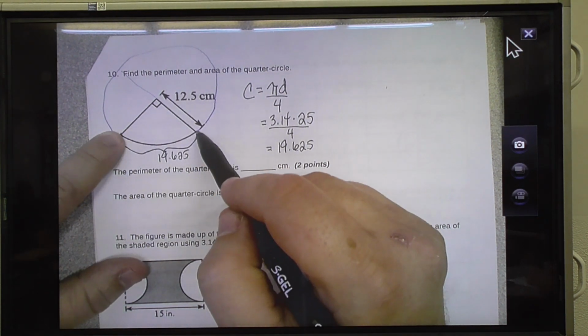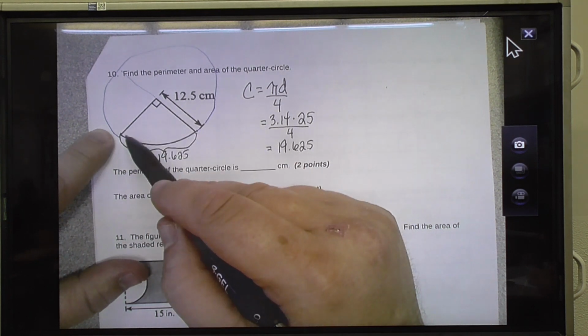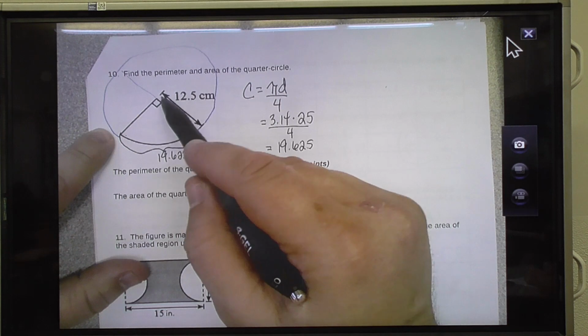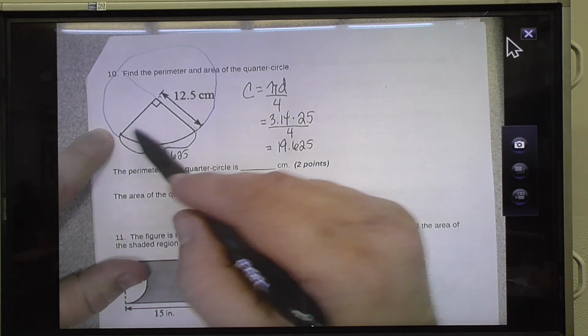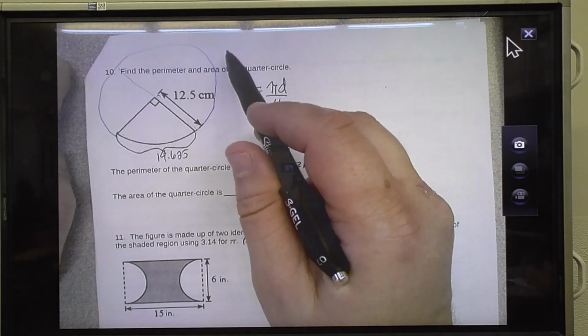We need to find out how much this is and how much this is and add it to find the perimeter. So we need 19.625 plus 12.5 plus 12.5, right? Otherwise, we're going to have one piece of fence and all the cows are going to run out this way because they don't have any fence there.